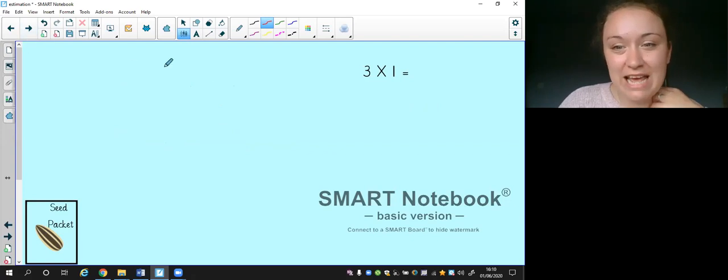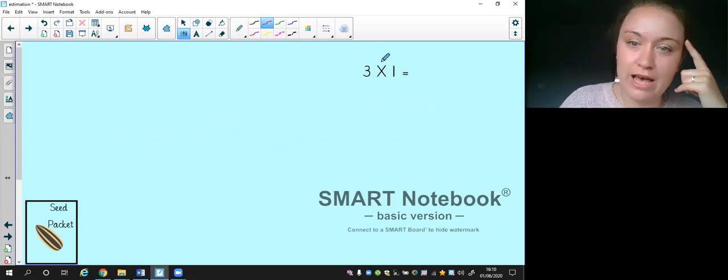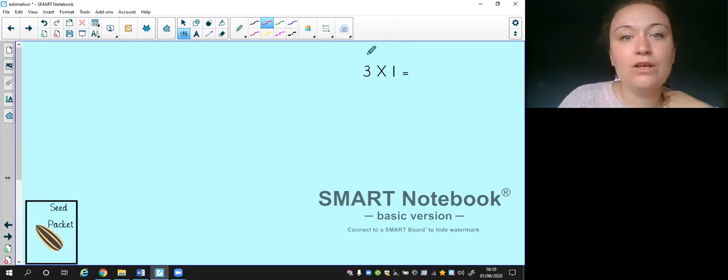Okay, here is my next problem. Let's read it together first using the word times. Go on then, were you saying it? I hope so. Join in with me if you're not sure. 3 times 1 equals. Lovely. Now let's say it again using the words rows of to help us get a picture in our head of what we need to do. 3 rows of 1 equals.